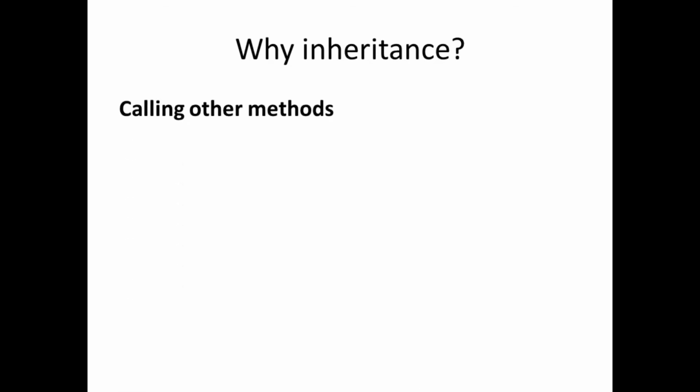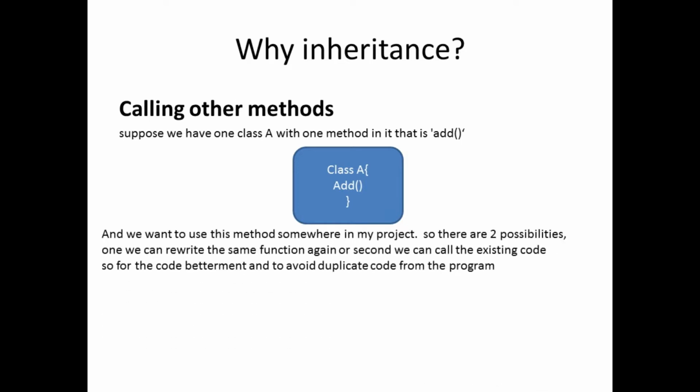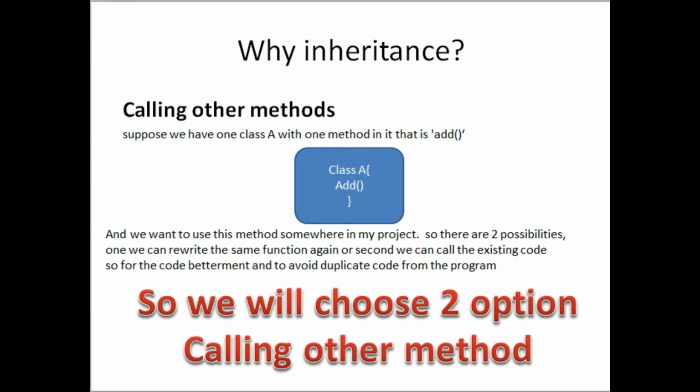So let's understand calling other methods. Suppose we have one class with the method add, and let's suppose we need to use the same method in a different place in my code. So we have two possibilities: one, I will use the same code, like calling the same method in a different place, and the second option is writing the same code again. So this will create some duplicacies. To avoid this kind of duplicacy, we will prefer the first option.